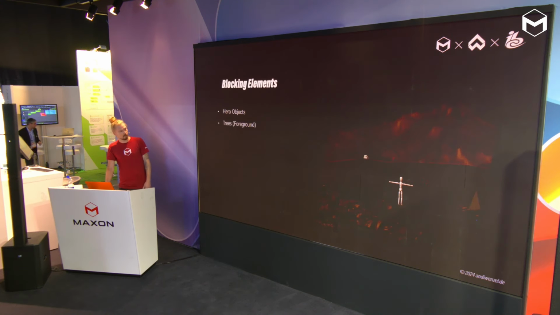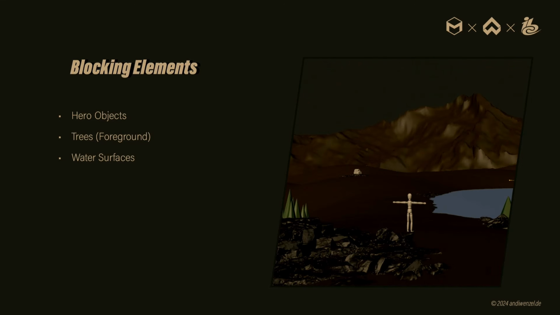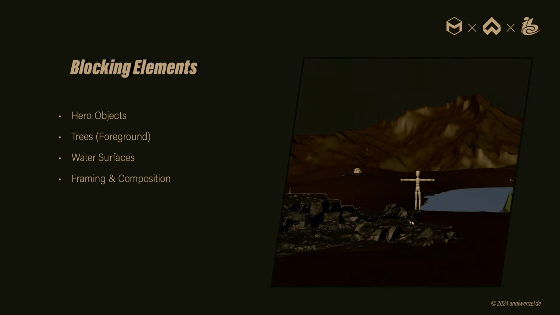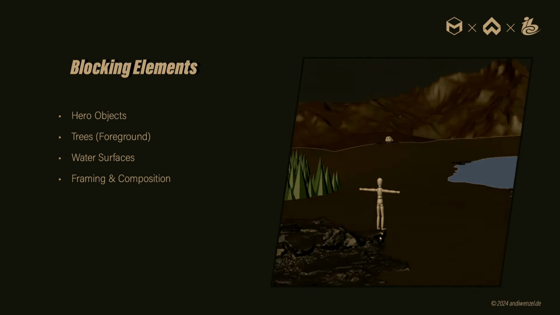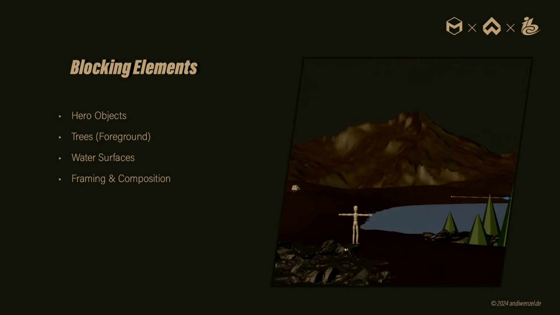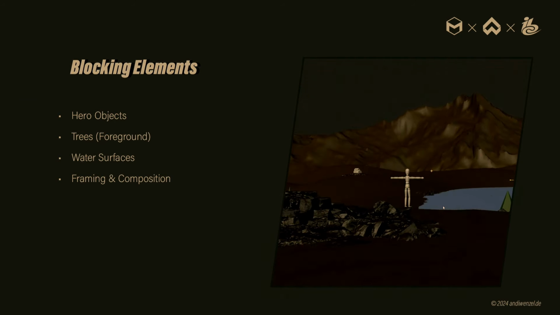Then you can scatter some prominent trees in the foreground to get a feeling of the composition later. Maybe some water surfaces, so water reflections. They always bring in some nice detail, and they can help your composition. And at this point, I would adjust my camera to get kind of the final framing that I want to use in the end.